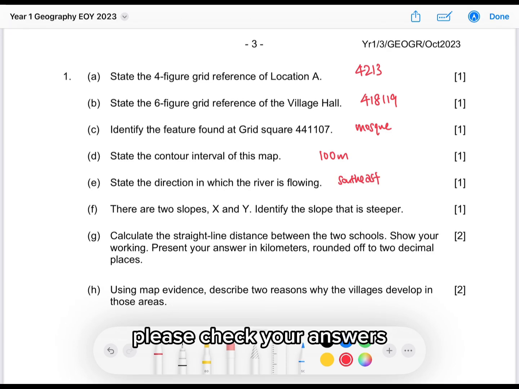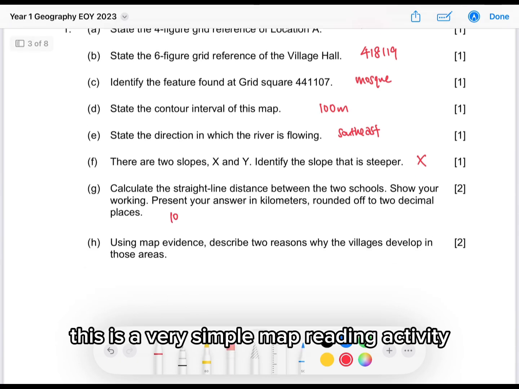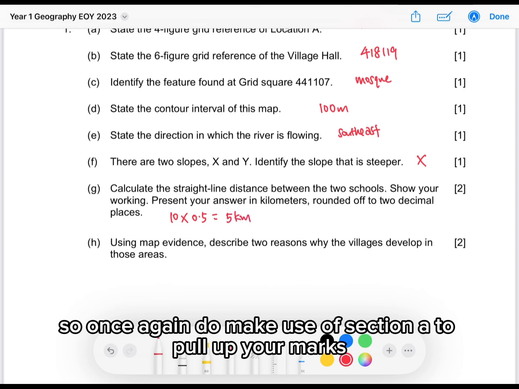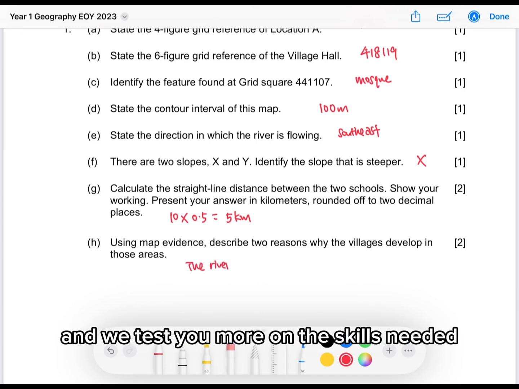Please check your answers. The teacher also will have sent out the answers to you. This is a very simple map reading activity. So once again, do make use of section A to pull up your marks, because the answers are very short and we test you more on the skills needed.